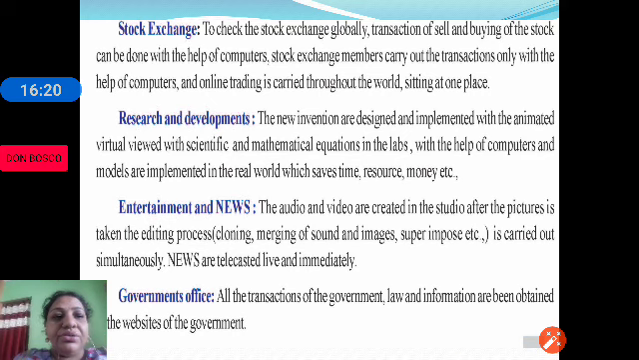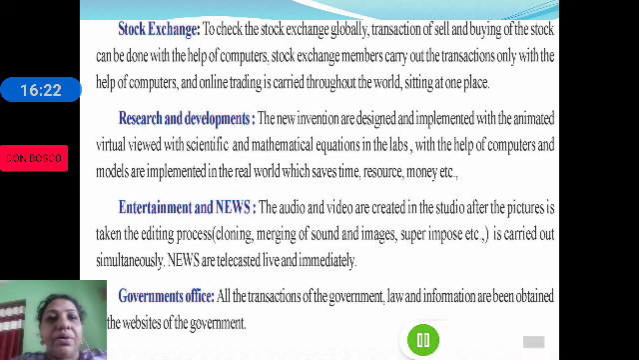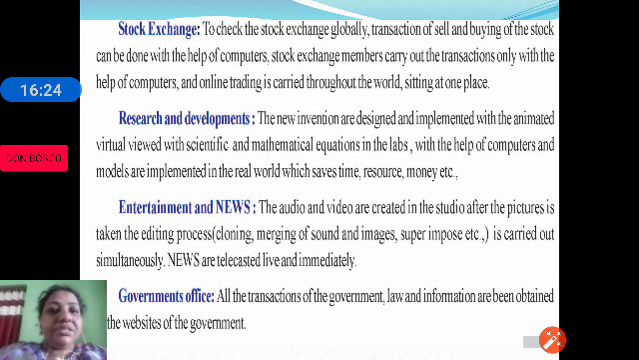Computers are used in the field of entertainment and news. The audio and video are created in the studio. After the picture is taken, the editing process can be done, for example, cloning, merging, superimposing. And also the news is telecast live and immediately with the help of computers.